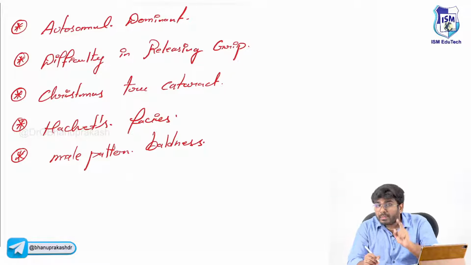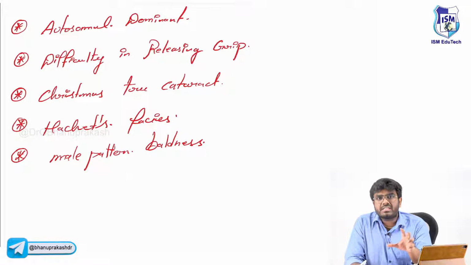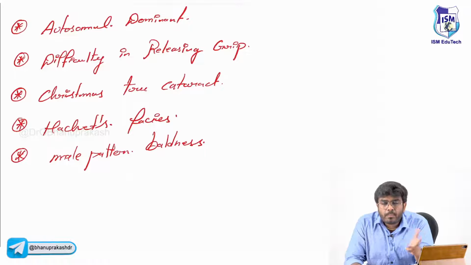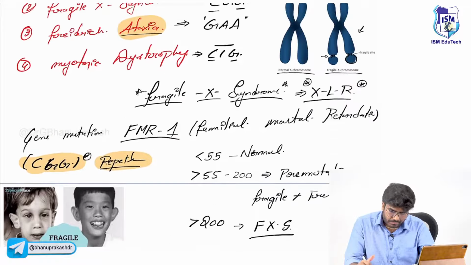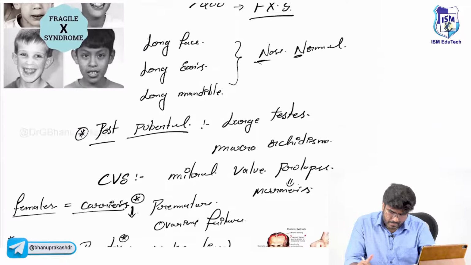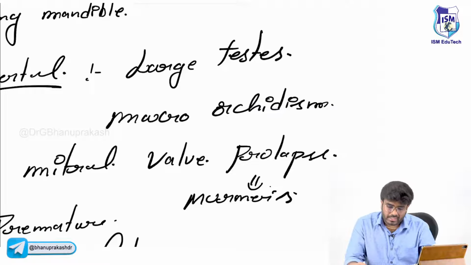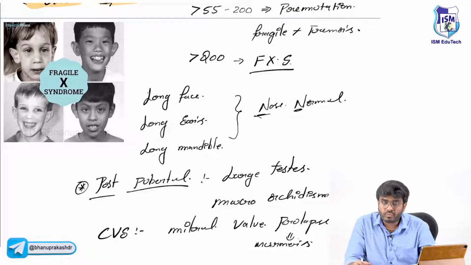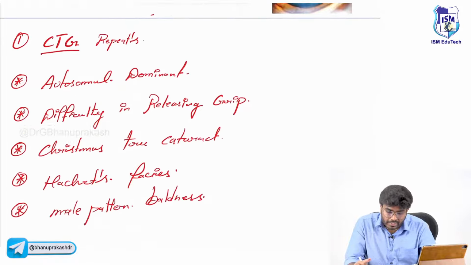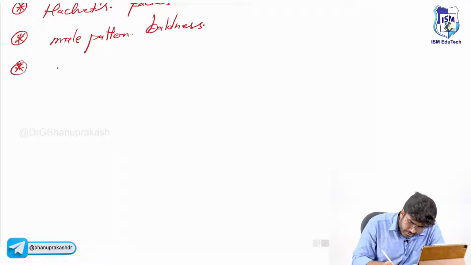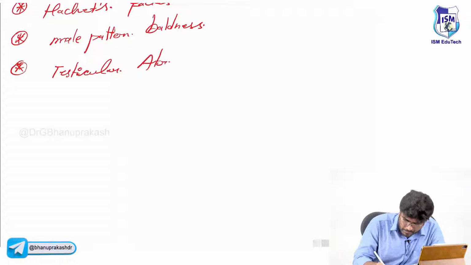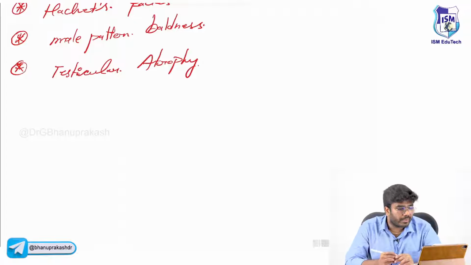Now, a very important point. In which disease is the patient having post-pubertal macroorchidism? Just now we have discussed it. Look here: large testes, macroorchidism, is seen in Fragile X syndrome. But in myotonic dystrophy, the patient is going to have testicular atrophy. This is the MCQ, sir. Testicular atrophy is going to be seen.